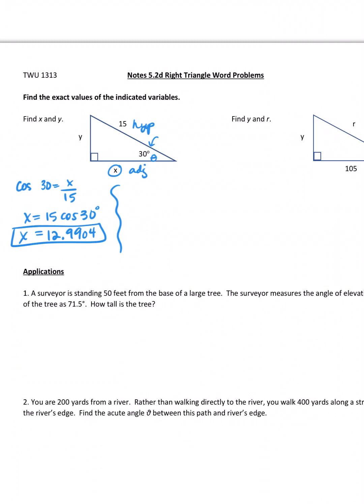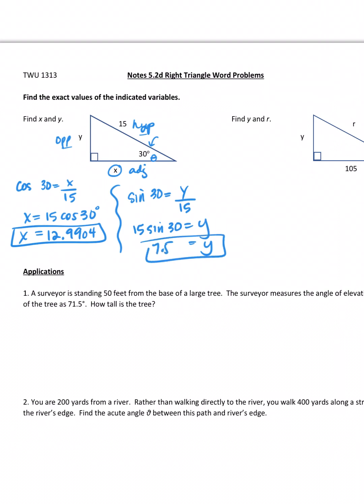Now, I need to find y. So the y side relative to our angle theta is the opposite. So I need to write the ratio that uses opposite and hypotenuse, which is my sine. So the sine of 30 is equal to y over 15. Again, using basic algebra, multiply both sides by 15, that will give me y. So in my calculator, I'm going to get 7.5, okay?